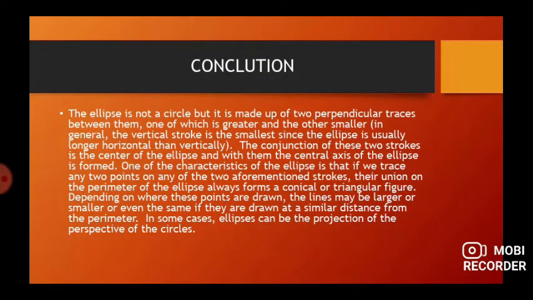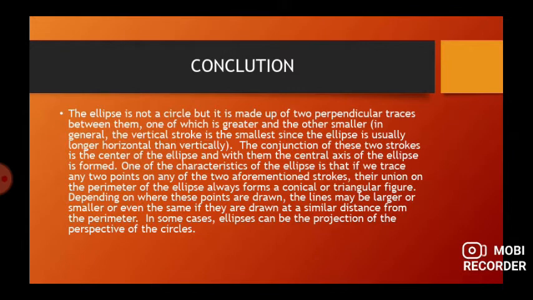The ellipse is not a circle, but it is made up of two perpendicular strokes between them, one of which is greater and the other smaller. In general, the vertical stroke is the smallest. Since the ellipse is usually longer horizontally than vertically, the conjunction of these two strokes is the center of the ellipse, and with them the central axis of the ellipse is formed.